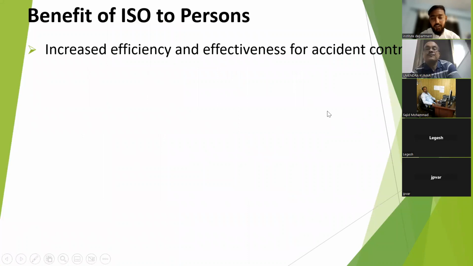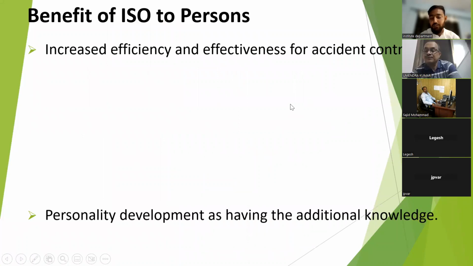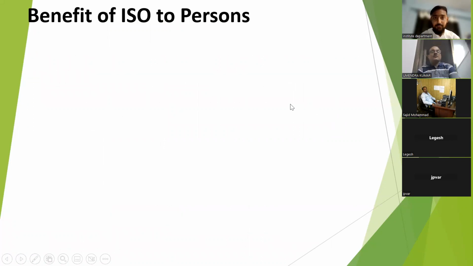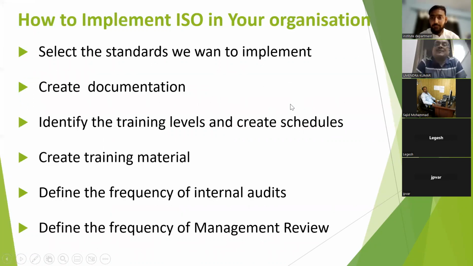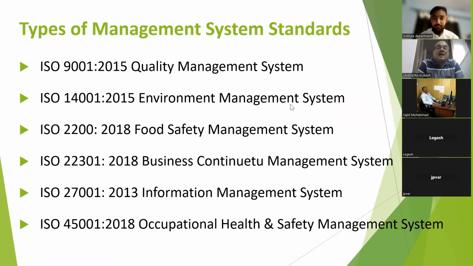Did anyone want to know about the question? Any questions, please? Okay. So now, types of management system. There are so many types. I have told you there are more than 50,000 standards, but those are not much important and those are not auditable. Some of these are very important, like quality management system. Our friend has asked this question.